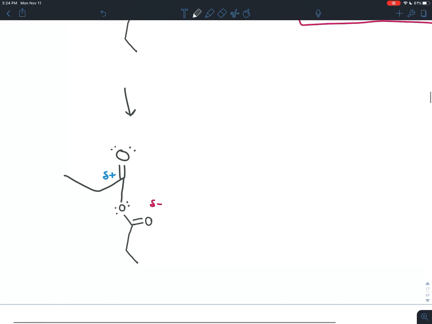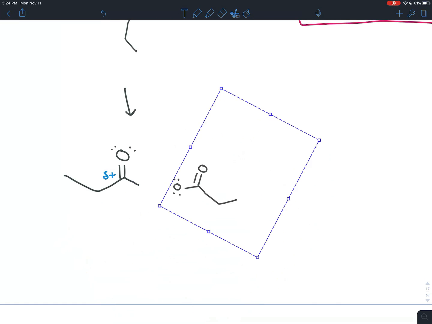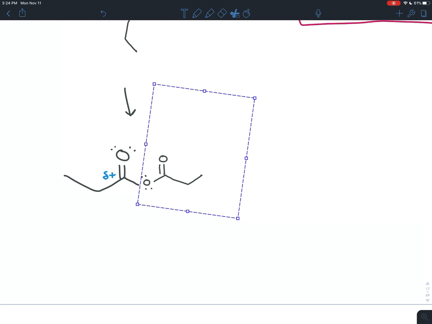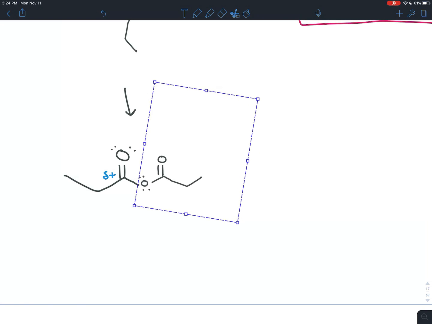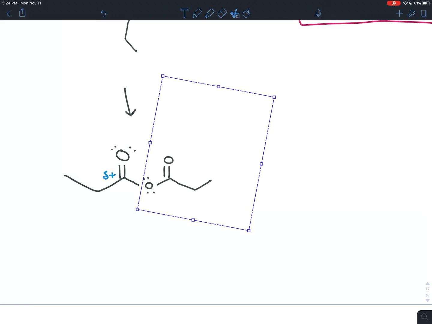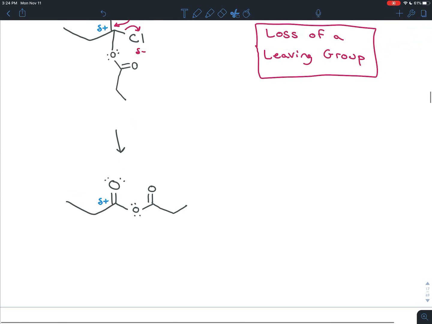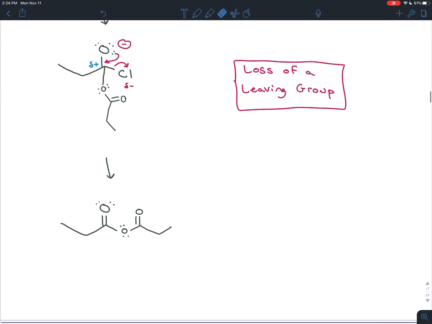And this technically is the product, but it looks really weird. So I'm going to move this bond over just a little bit so it reflects the actual bond angles a little bit better. And you have that as your product. And somewhere floating around in the solution is a chlorine.